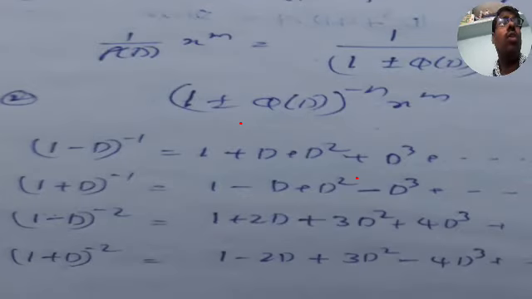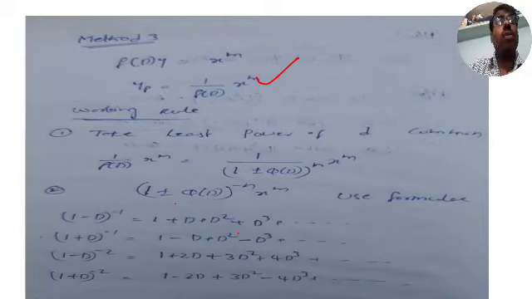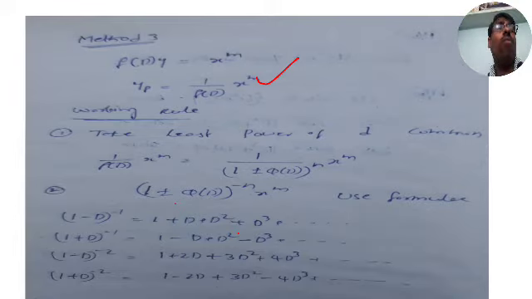So this is the two-step working rule to find a particular integral in the case of x to the power of m. So what are the steps? I repeat. First of all, 1 by f of D of x to the power of m, then f of D should be written in the form of 1 plus something or 1 minus something. So to write that, take the least power of D common, then it is 1 plus half pi of D or 1 minus half pi of D.